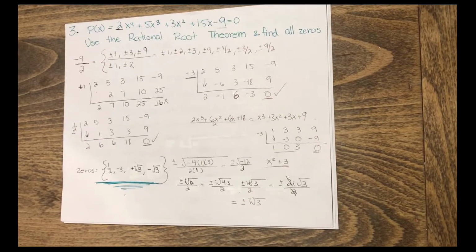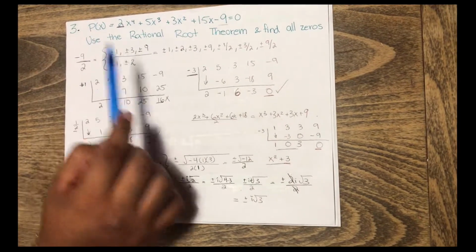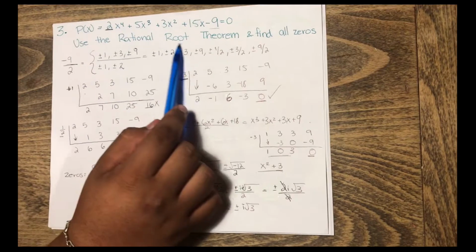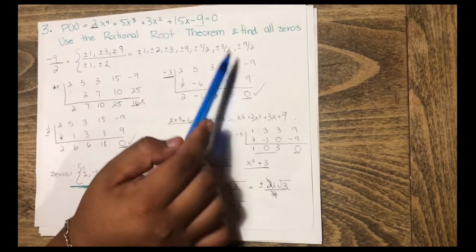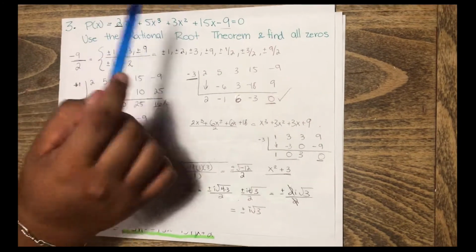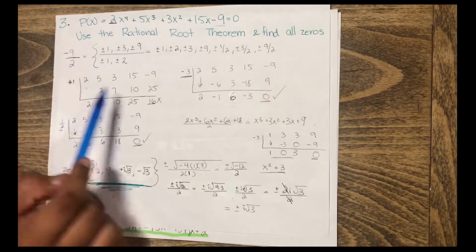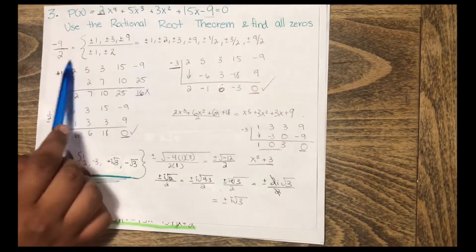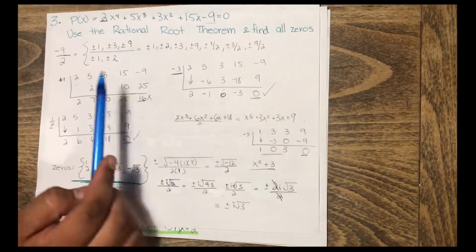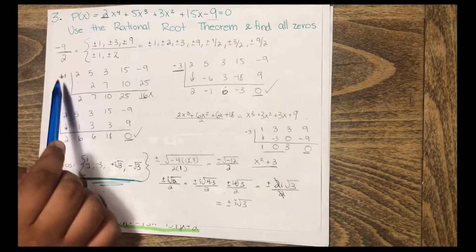So now for problem number 3, we're going to use the rational root theorem and find all zeros. And we're going to use the function which is above. We're going to use the leading coefficient and the constant, which are 2 and negative 9, and divide those. And whatever we get is what we're going to use to factor. So we're going to use synthetic division, and we're going to start off with plus or minus 1.